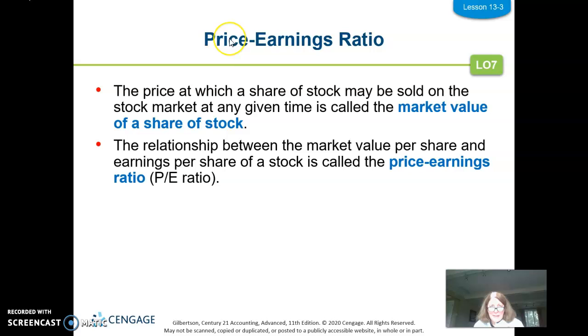The next measure is price earnings ratio. So this is our second one. This one we usually want to use in conjunction with other financial measures, and you'll see why once we look into it. But that first bullet point there says the price at which a share of stock may be sold on a stock market at any given time is called the market value. So hopefully we already know that.